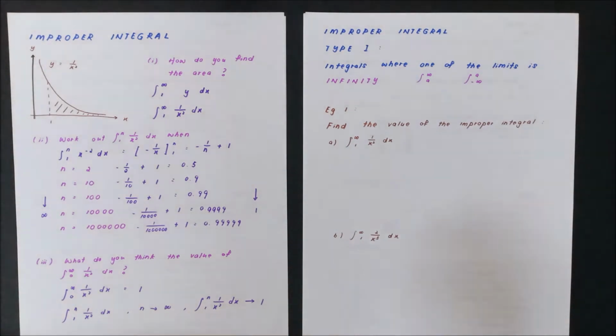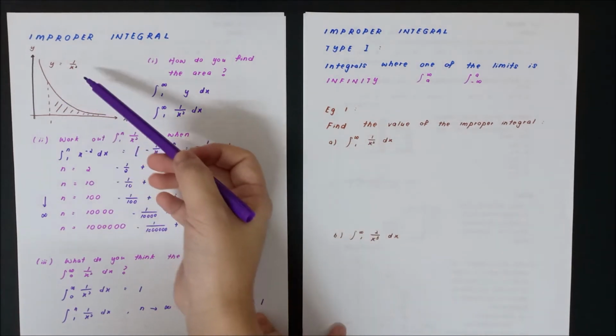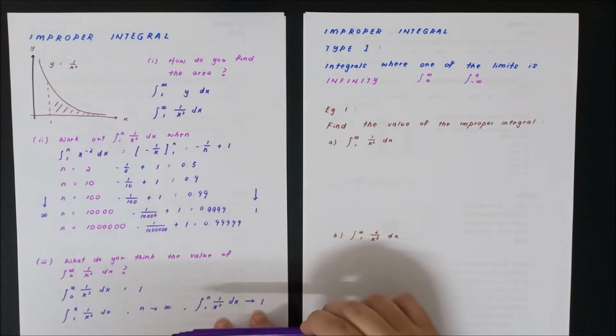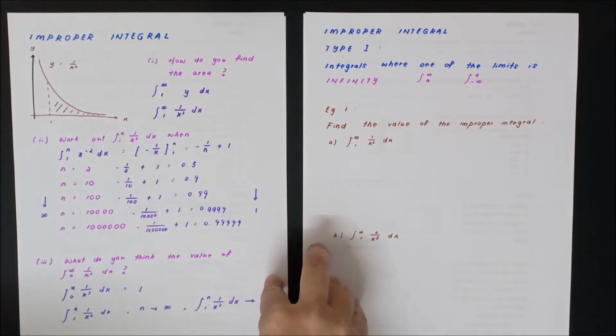Okay, let's look at number A. This is exactly the same graph, the same thing that we solved just now, but now let us try to solve this by using algebra, without doing the trial and error with every number here.